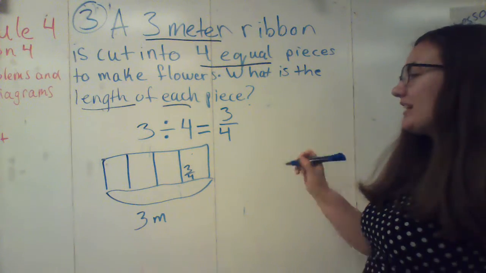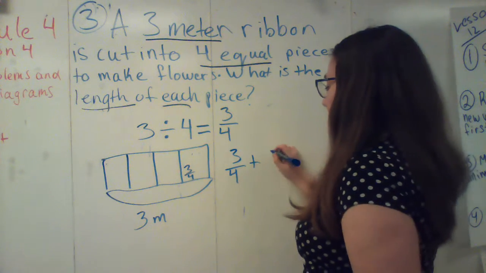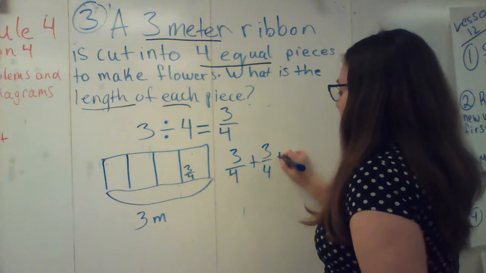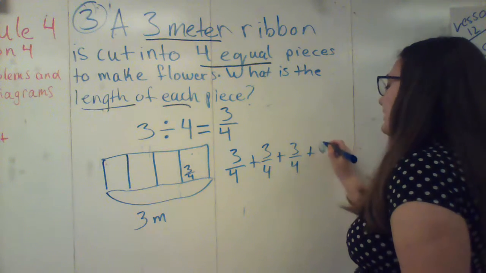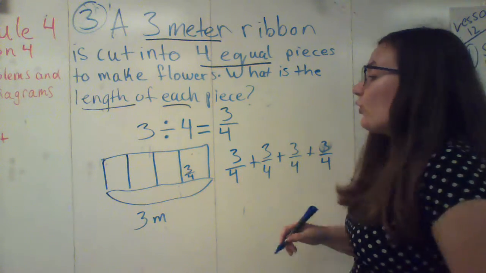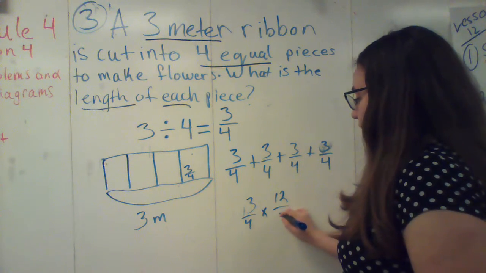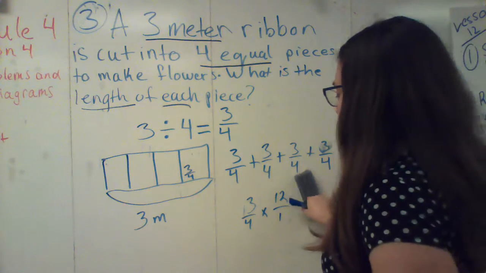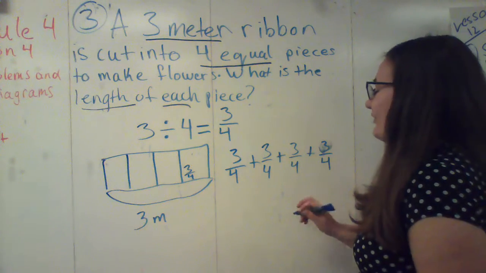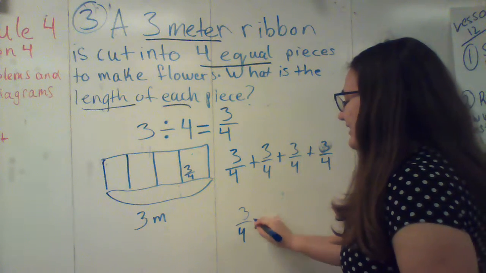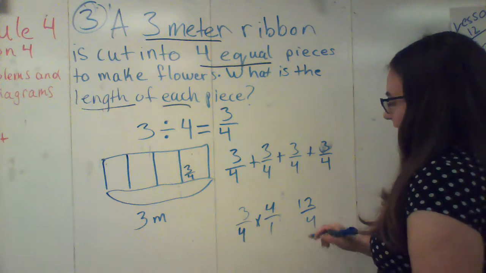And just so I don't run into a problem like I did last time, I'm going to add all this up to show you how to check this. So I have 3/4 plus 3/4 plus 3/4 plus 3/4, or I can also do 3/4 times 12. You could also do that. So I'm going to keep it like this. So I'm going to count this up. That's 4. Count by 4. So 3/4 times 4. And then I get 12/4.